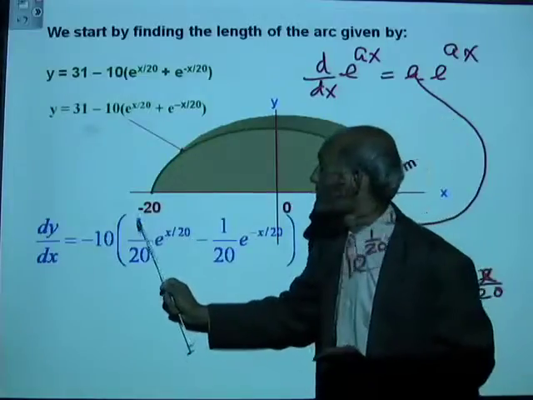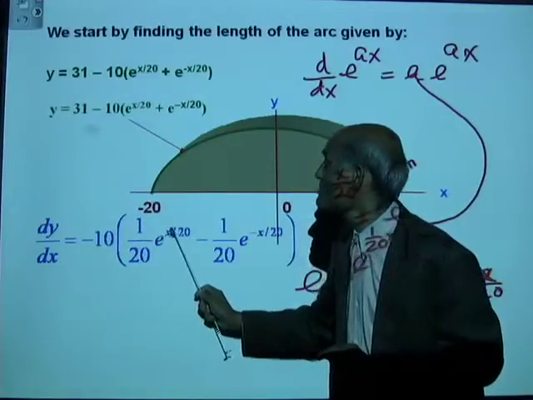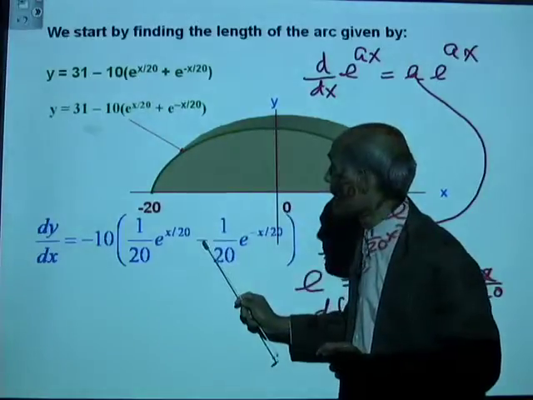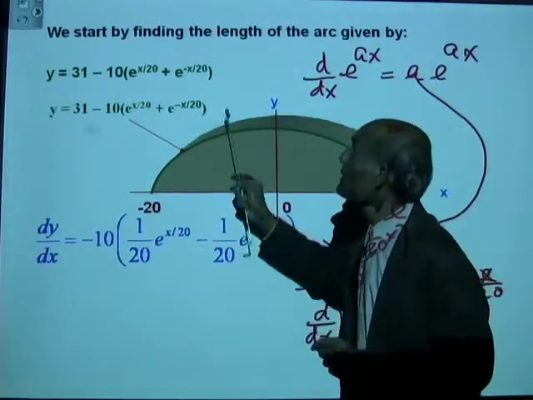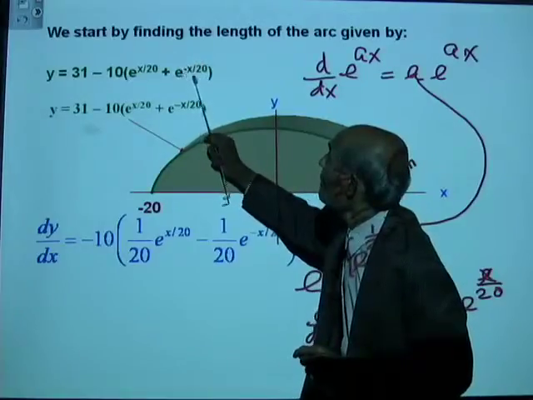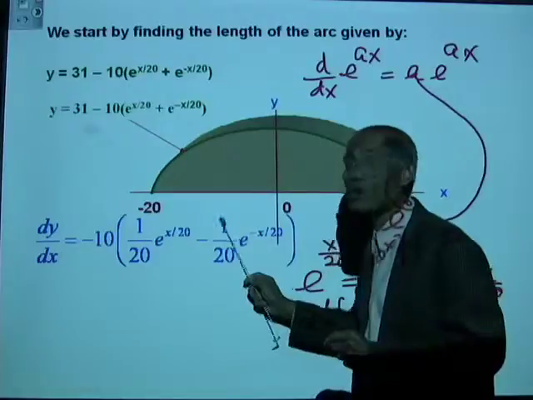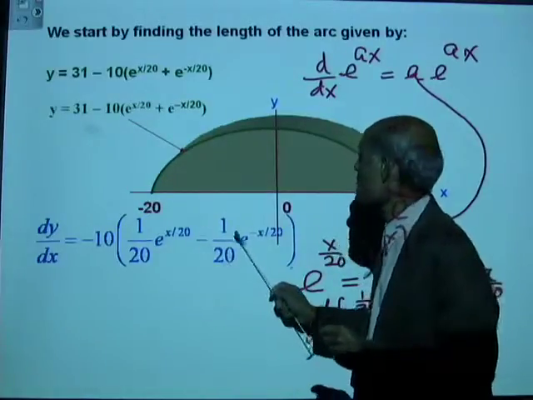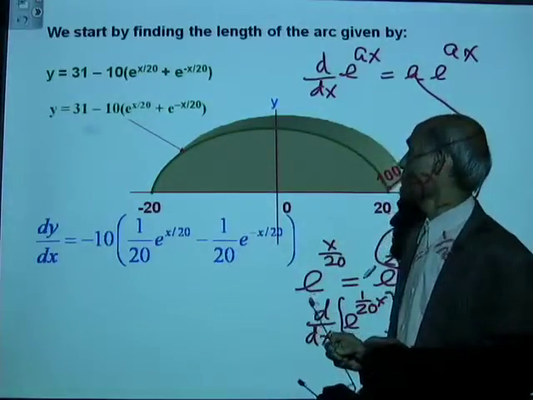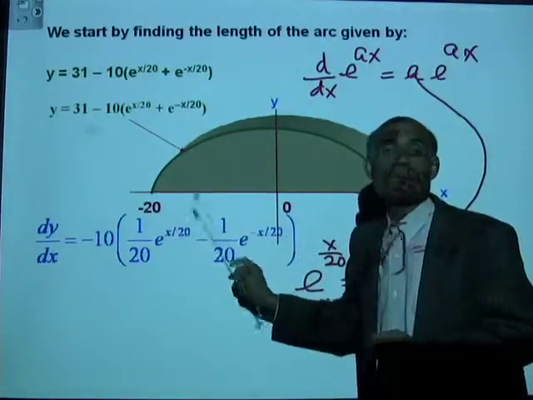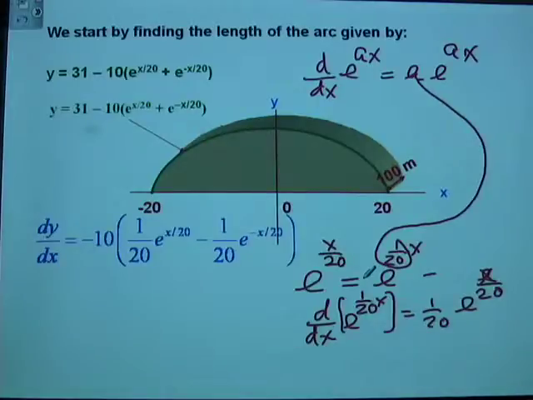All right, so watch this. 1 over 20 e to the power of x over 20 is the derivative of that. Minus, how does the minus sign come? Because the derivative of negative x over 20 is negative 1 over 20. So negative 1 over 20 e to the power of negative x over 20. That is the derivative of that quantity. Okay, let's get out of this and continue.